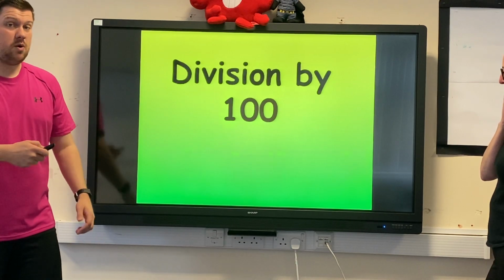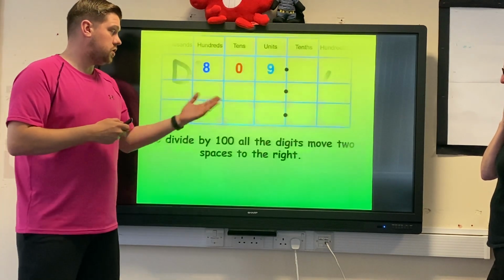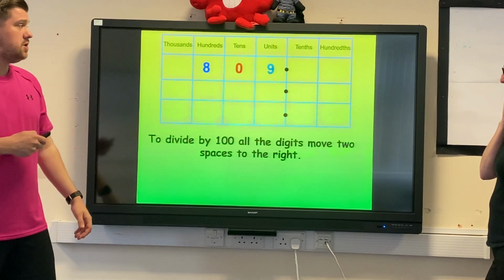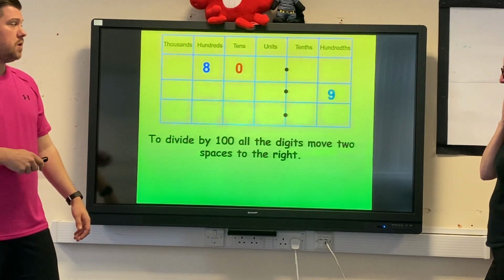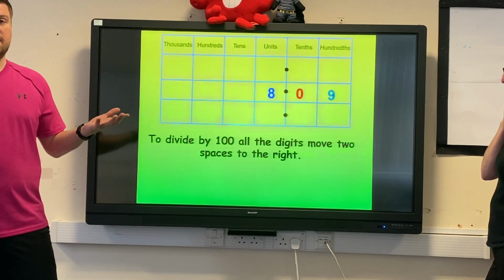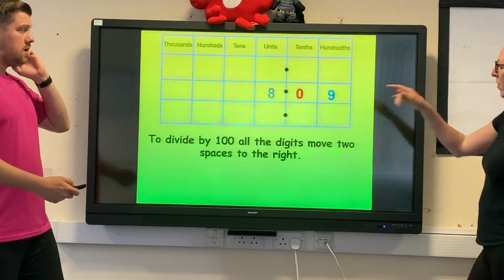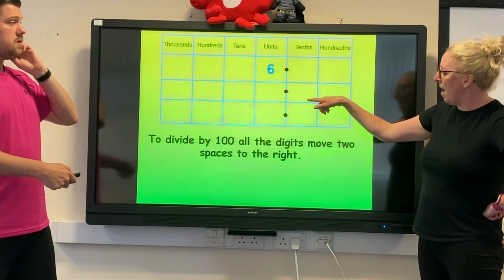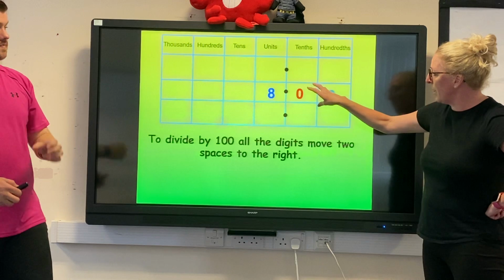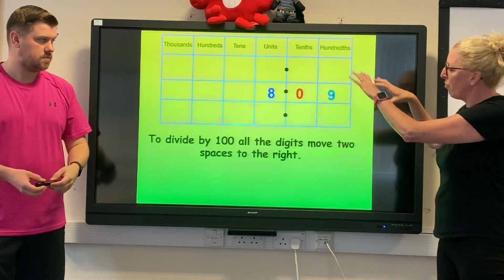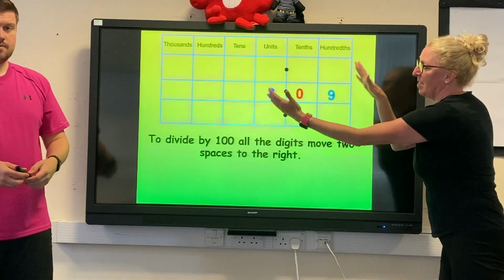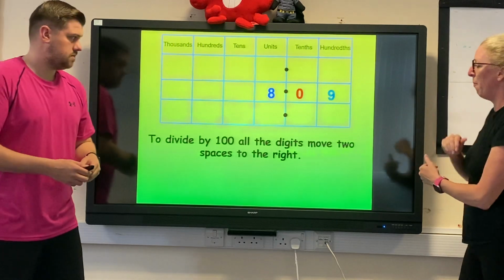Exactly the same with dividing by 100, but again, with 2 jumps, we've got 2 zeros in 100. 809 would then become 8.09. Notice that the 0 stays in the middle of the number. We don't change the order of the digits. They stick together and then move as one number.